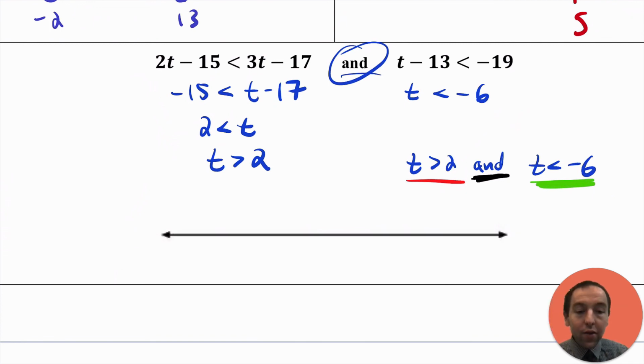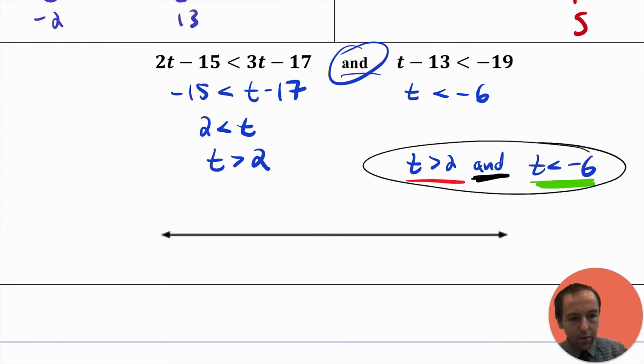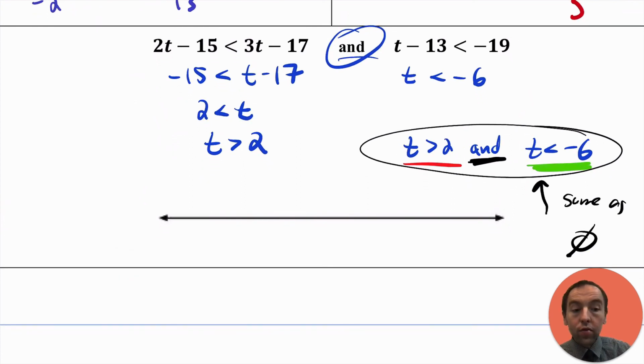So therefore, the graph of what this solution set should look like is it should look like that. Nothing, right? You aren't going to graph anything. And so what we're saying here in words is equivalent to the empty set, right? There's just absolutely no solution here.